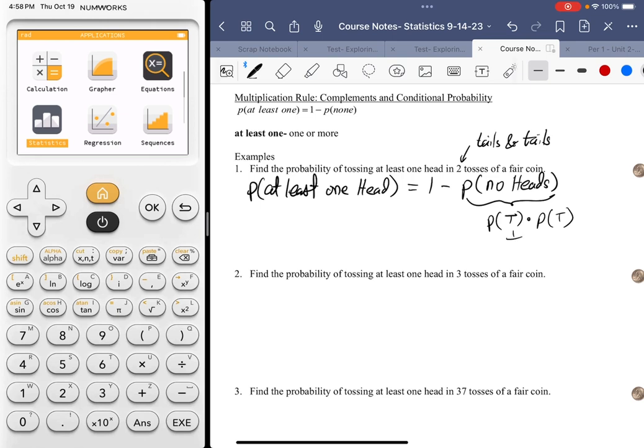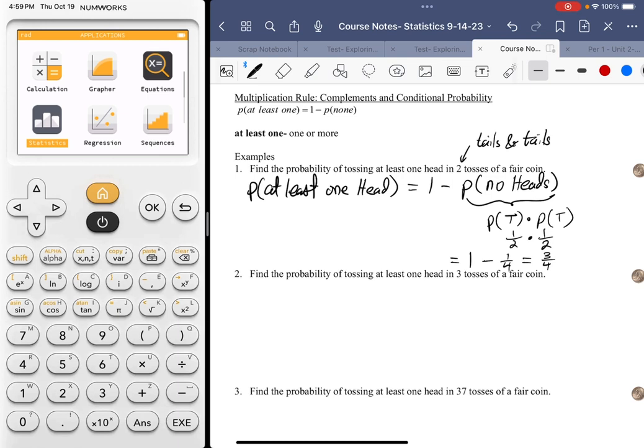Probability of getting tails is 1 out of 2. So 1 out of 2 by 1 out of 2 gives me a 1 out of 4. So that's telling me that if I were to flip a coin twice, then the probability of getting tails in both occurrences would be 1 out of 4. All right, but I don't want that. I want the probability of the complement of that. So I do 1 minus a quarter, which is 3/4. So what that's telling me, again, flipping a coin twice, there will be at least one head in 3 of the 4 possible outcomes.